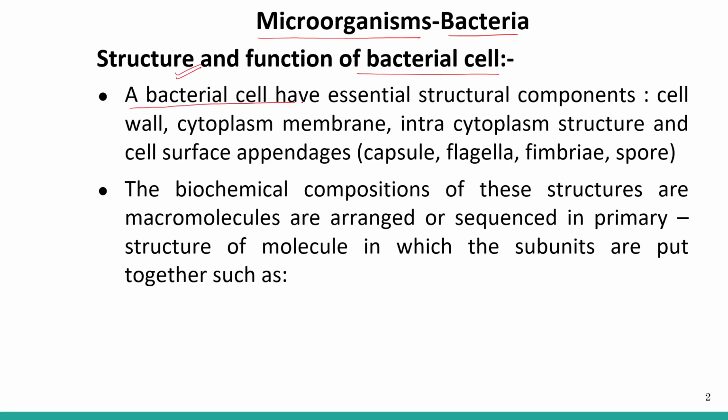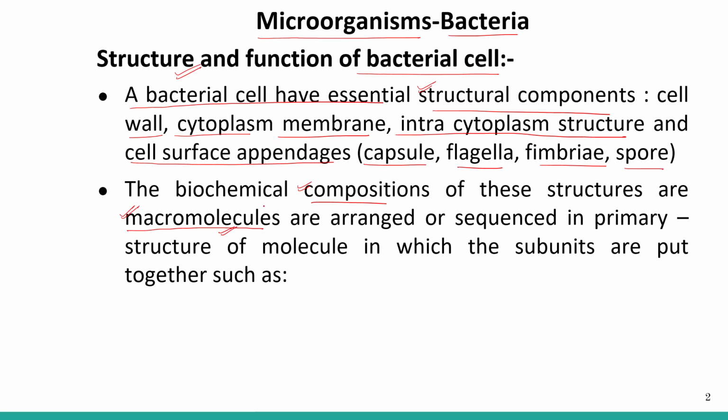A bacterial cell has essential structural components. So they require some structural components. What are those? Cell wall, cytoplasmic membrane, intracytoplasmic structures, and cell surface appendages like capsule, flagella, fimbriae, and also spore. Okay. So the biochemical compositions of these structures are macromolecules. We have two types of biomolecules, macromolecules and micromolecules.